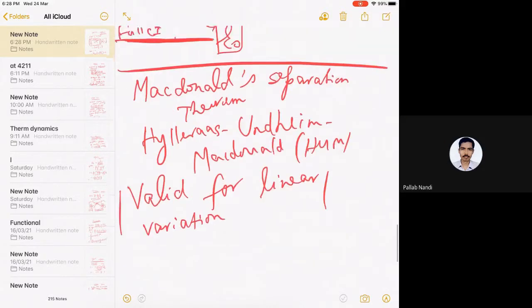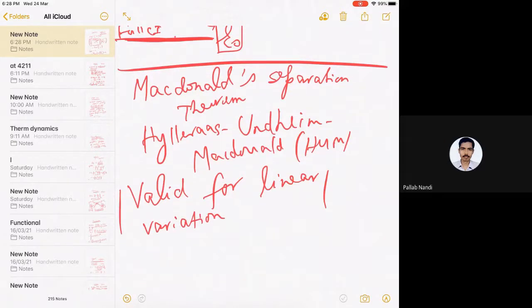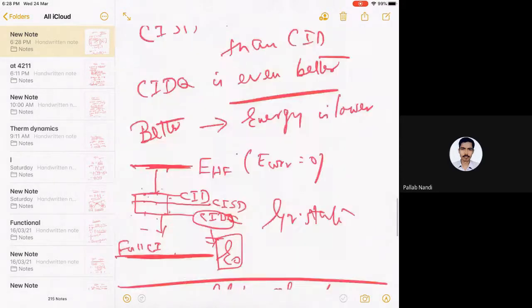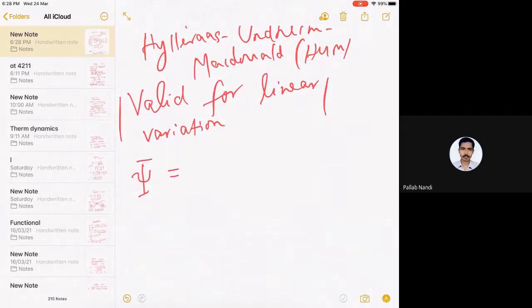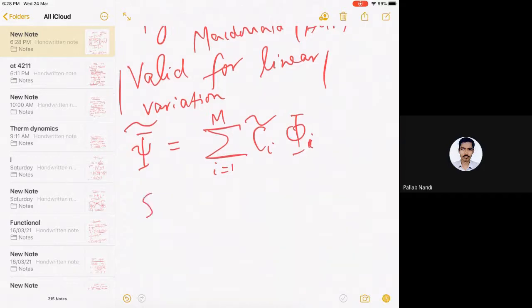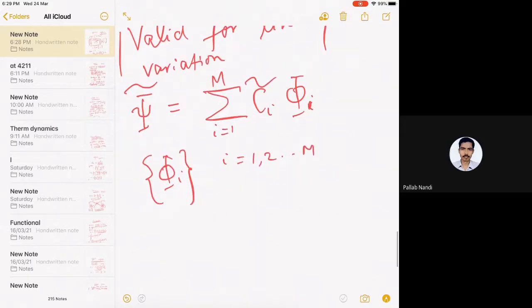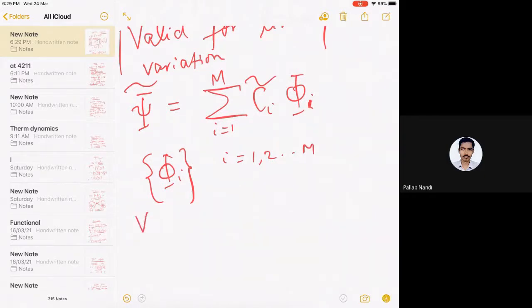So what I'm going to do today is discuss the McDonald separation theorem in the context of CI, but I will put it more generally. So let me first write it more generally. So let's assume that I am doing a variation of a psi tilde, which is a sum over an m-dimensional subspace in a fixed basis, phi I. So there is a fixed basis phi I, which is 1 to m. So it's an m-dimensional basis. I vary psi tilde.